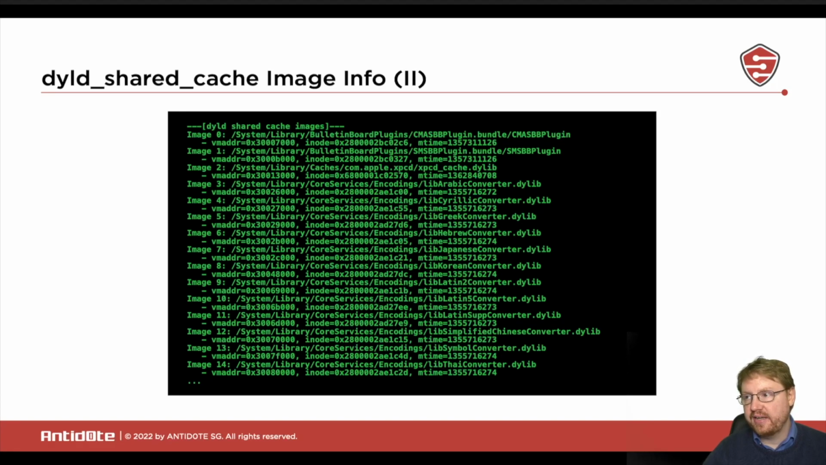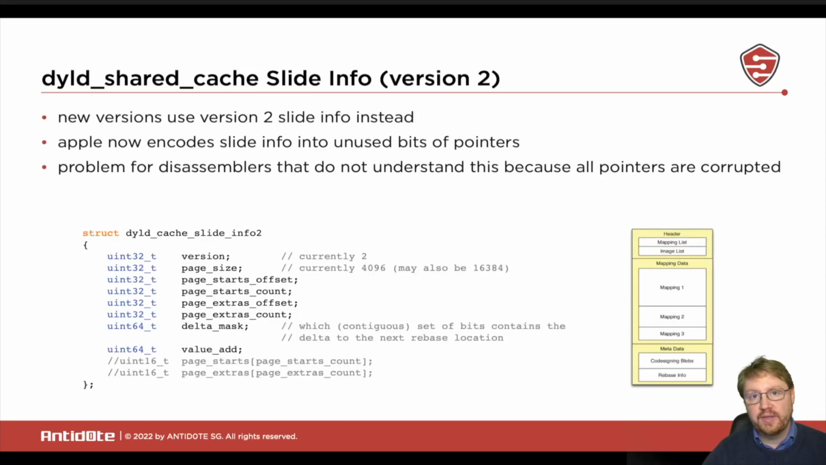This here is just extracted from an older file. I think it's even a 32-bit file, so you can see this is the kind of information you would find in the image list. Now, as I told you earlier, at the end there's the metadata, and the metadata contains the code signing blobs, but also the slide info, which was the rebasing information.